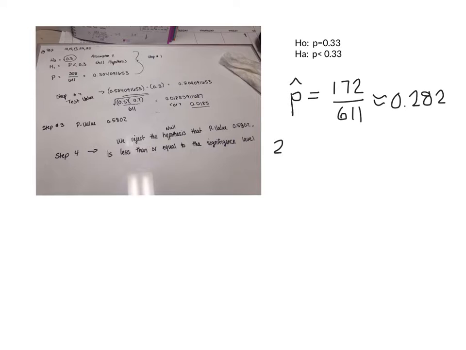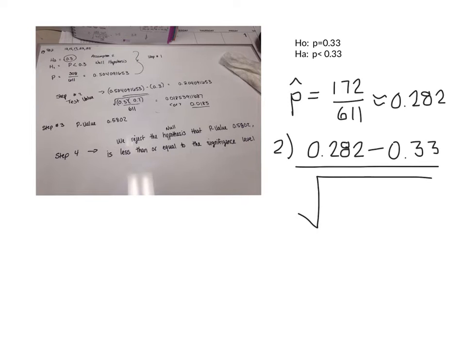So in step 2, you're going to take your 0.282, your p hat, minus the claimed proportion, which was 1/3 or 0.33, and you're going to divide not by the square root of 0.3 times 0.7 over 611, but rather 0.33 times 1 minus 0.33, which would be 0.67, over 611.